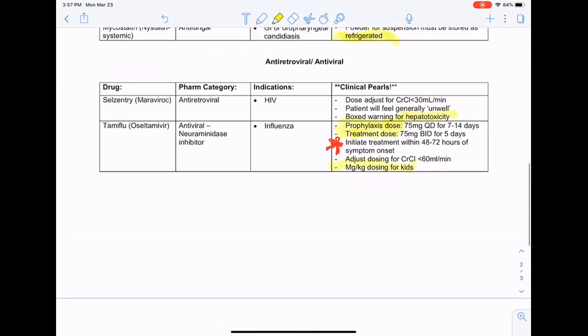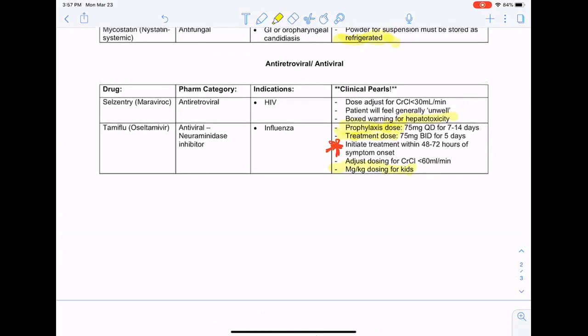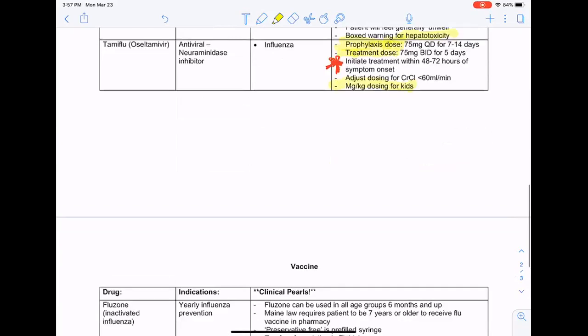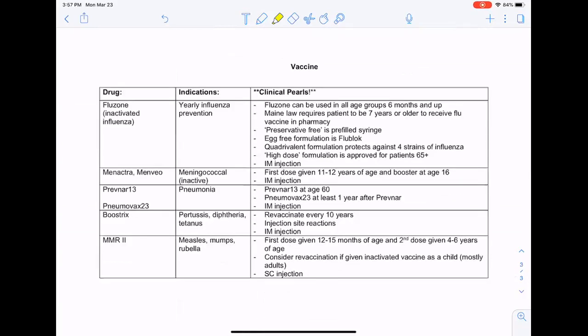Does anyone have any questions on that? Or any questions about what you need to know for this medication? Because I feel like I just talked a lot about it. No? Okay. Moving on.